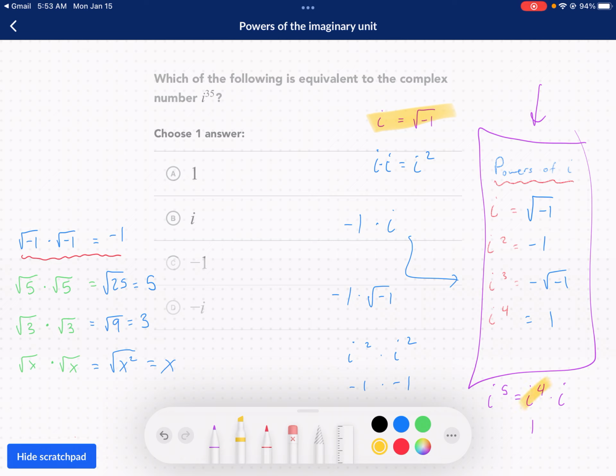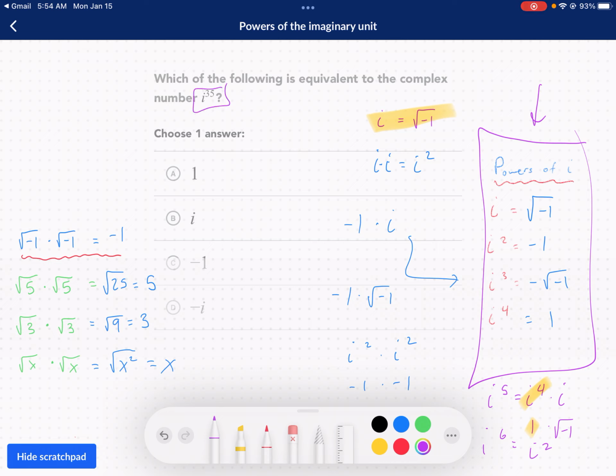Knowing that i to the 4th is just equal to 1 tells us that every time we get to the 5th power, the 5th number in the sequence, we're starting over again because we just get i for our answer, or the square root of -1. So you can see that this just repeats. Once we get to i to the 6th, it's going to be the same thing as i squared. Once we get to i to the 7th, it's the same thing as i cubed, and so forth.